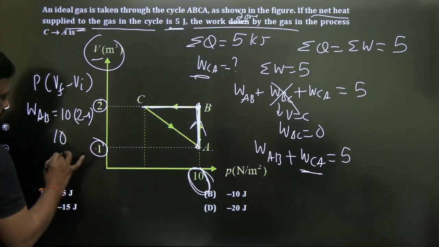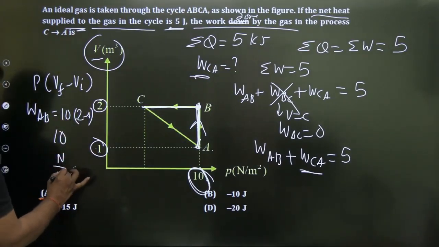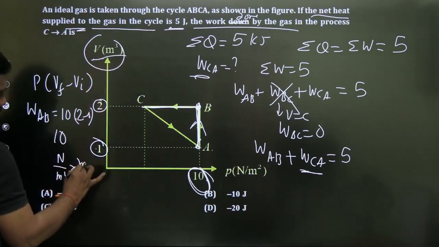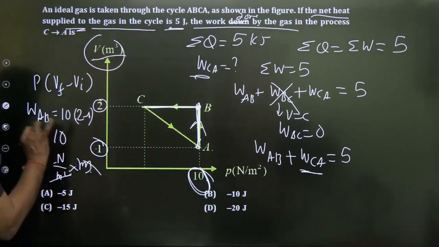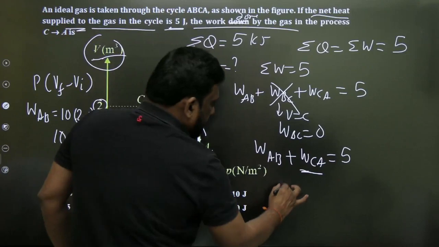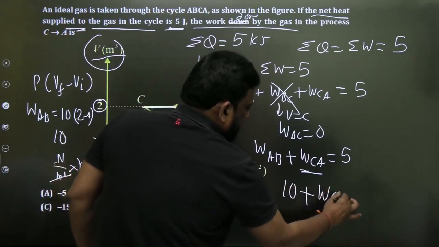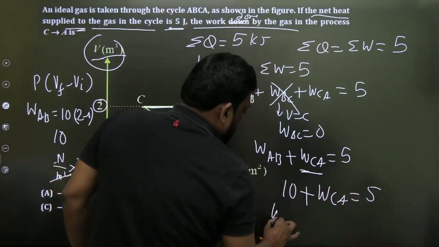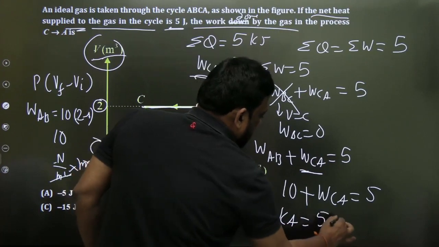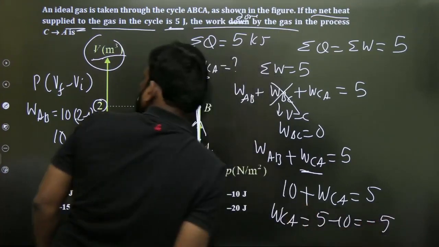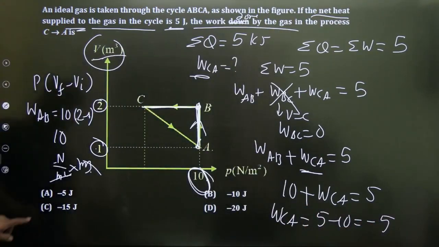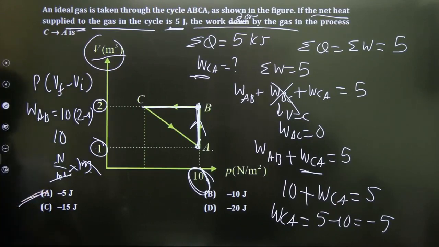But we will check the unit. Newton per meter square is pressure and the volume is given in meter cube. So therefore Newton meter, so it is joule, 10 joule. So work in AB is 10 plus work in CA, which we don't know, is equal to 5. So work in CA will be equal to 5 minus 10, that is minus 5. Yes, minus 5 joule is the right answer.